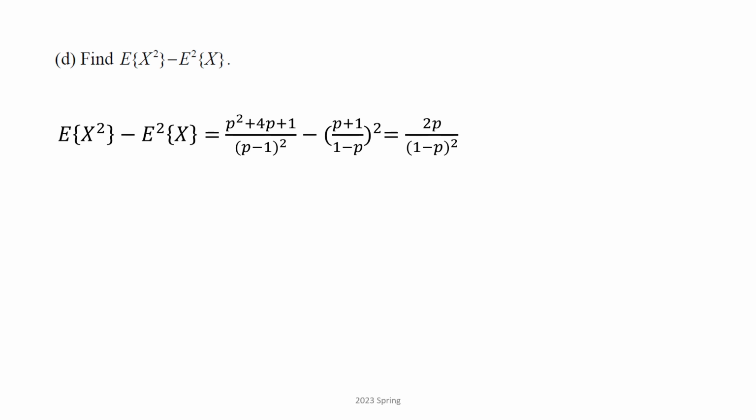Question D asks us to find the expectation of X squared minus the square of the expectation of X, and we use the answers in question B and question C, and it equals 2p over (1 minus p) squared.